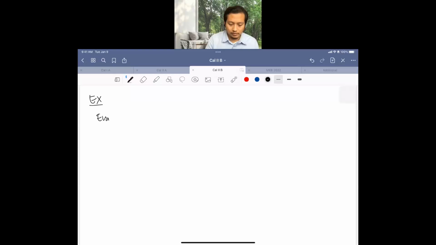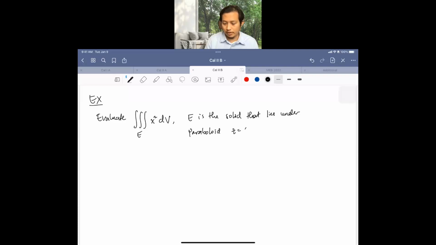Evaluate, where E is the solid that lies under the paraboloid z equals 4 minus x squared minus y squared and above the xy plane, or z equals 0, right? Z equals 0. Okay, maybe you could think about how to solve this.